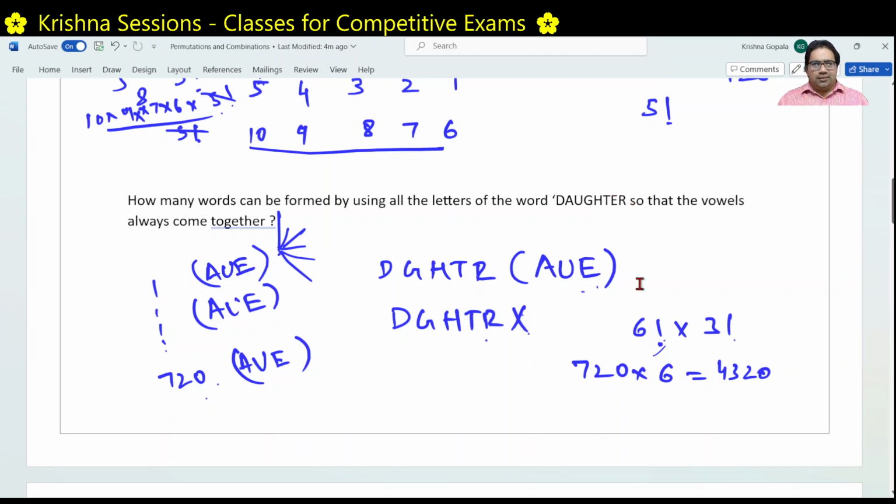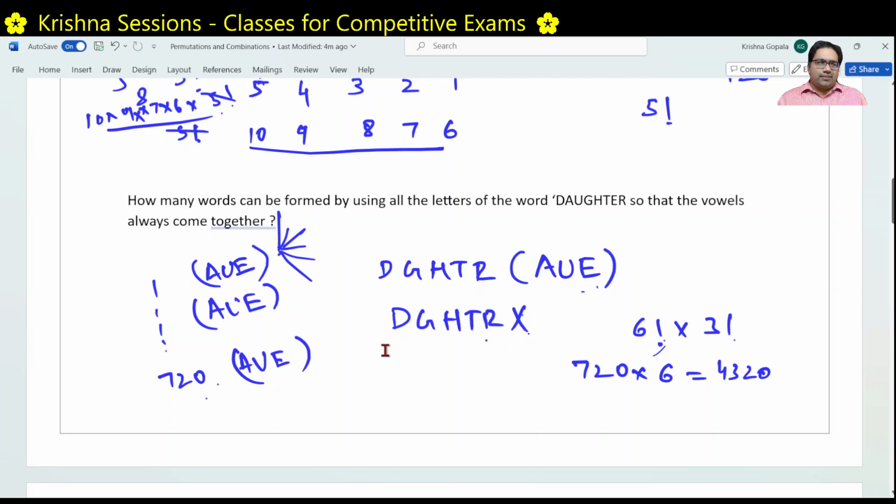So let's write the letters like this: D, G, H, T, R, and A, U, E. These three letters should always come together. Now, what does that mean? They cannot be split. So what we do, we'll assume that instead of these three letters, there is only one letter, which is X. Then we'll try to do permutations with this X. 1, 2, 3, 4, 5, 6 in this case. There are six letters.